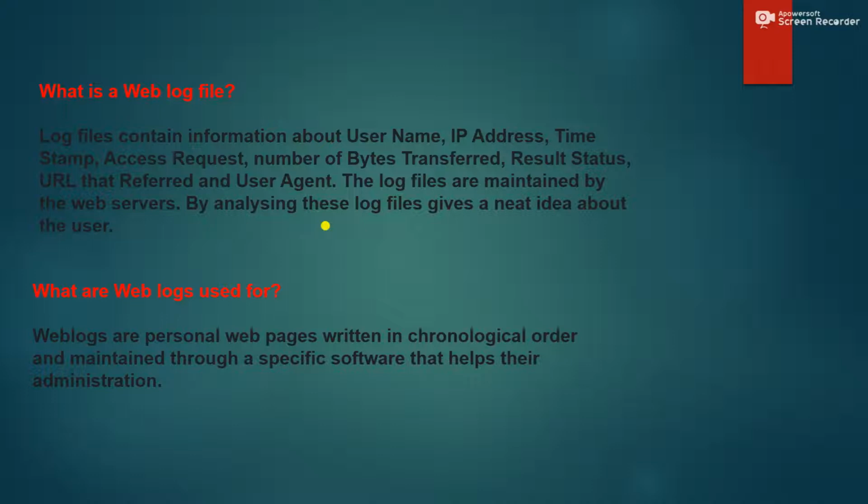So you see the first is here I've written the web log file. The log file is the content, the information about the username. Here the username is required, and the second thing is the IP address is required. IP address, the timestamp, the access request, the number of bytes transferred, and the result. The start is the URL, which means the uniform resource locator, that refers to the user agent.